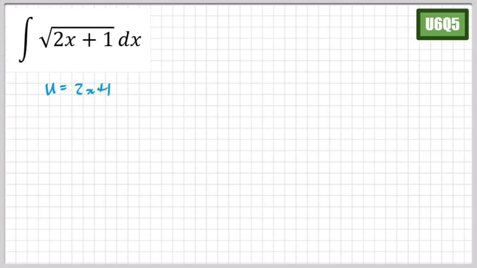How did you know that? Well, part of it is practice, and the other part is sometimes guessing. You just guess, and you see if it works. So I get du dx when I take the derivative with respect to x on the left side. On the other side, I get a 2. The derivative of 2x is 2. The derivative of 1 is 0, so that's what I got. And so that means du equals 2 dx.